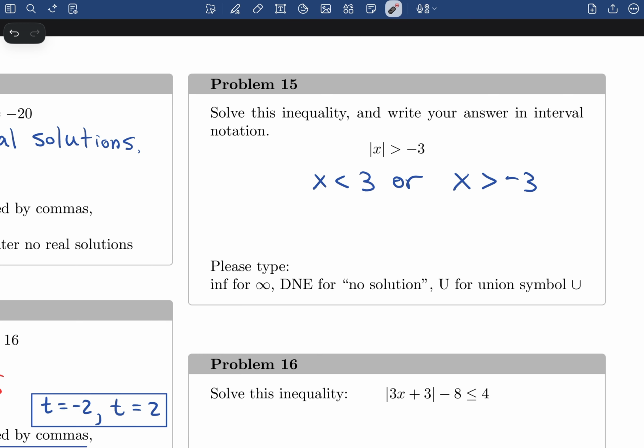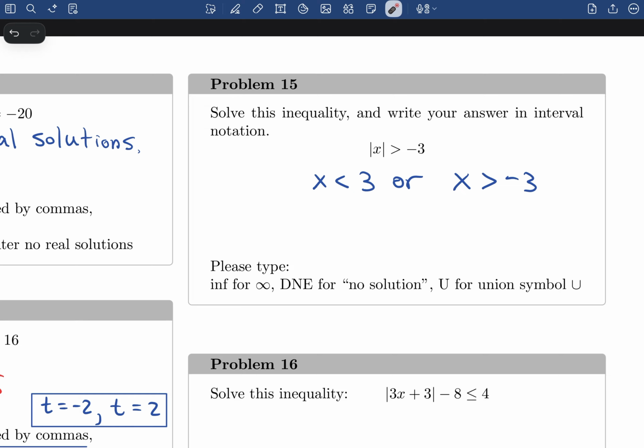Let me explain to you what I just did. To drop the absolute value symbols, I swap the inequality symbol to less than, and then I take the negative version of negative 3 to make positive 3. So my first inequality is x is less than 3. And then I put the word or. And now I rewrite this without the inequalities or the absolute value symbols. So I just get x is greater than negative 3 for my second inequality.